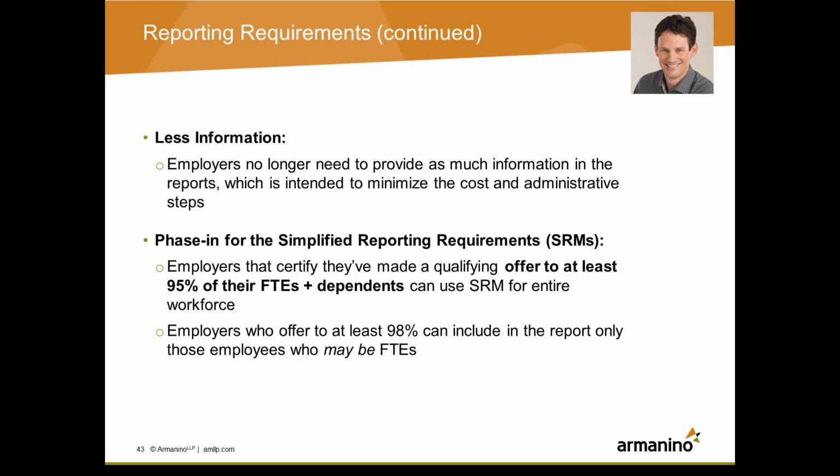If you meet that requirement, then you don't have to do the monthly reporting. You just have to put the employee's name, address, and ID number. So that's a pretty good simplified reporting. And if you actually do that for 95% of your workforce, then you can actually do the reporting for your entire workforce. And as long as you made that qualifying offer to the workforce, there's going to be a box to check that you certified you made these qualifying offers and that it was to your entire workforce. And then you don't have all the monthly reporting requirements.